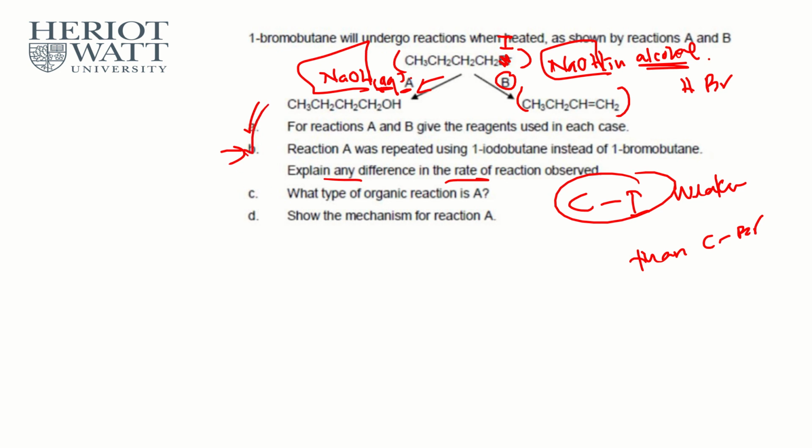That's for reaction B. Okay, for C, what type of organic reaction is A? Nucleophilic substitution. And it's primary, right? You can straight away put SN2. You don't have to write the long term, nucleophilic substitution bracket SN2. You can straight write SN2. That's okay. And for D, show the mechanism for reaction A. I've shown you n times, right? So I don't have to show you again. So this is SN2. You should know what to do, right?